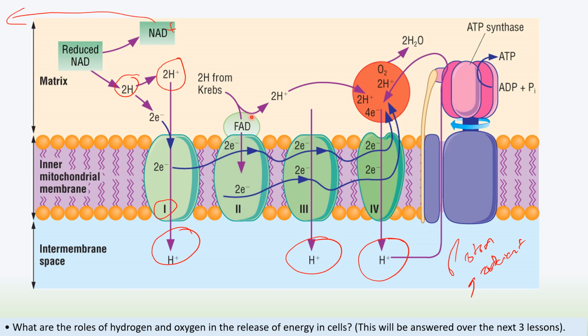FAD is slightly different. FAD attaches to the second cytochrome, and FAD allows its electrons into the second cytochrome, whereas the hydrogens remain in the matrix.